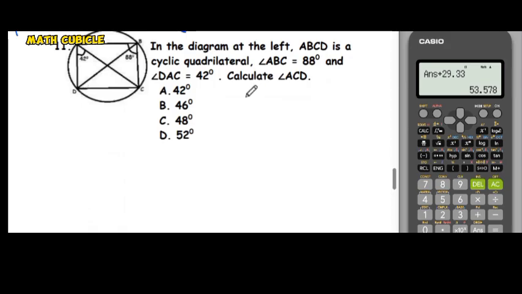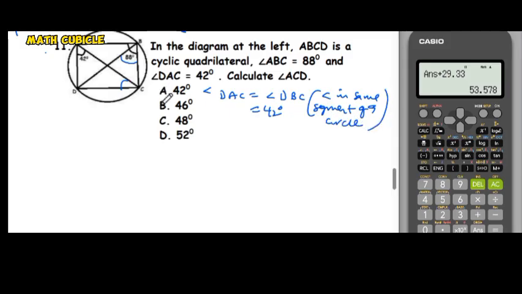The diagram at the left, ABCD is a cyclic quadrilateral. Angle ABC is 88 degrees and angle DAC is 42 degrees. Calculate angle ACD. So we are looking for this angle actually. Now this angle is equal to this angle, same segment. That is angle DAC is equal to angle DBC, which is equal to 42 degrees. That's angle in same segment of a circle.